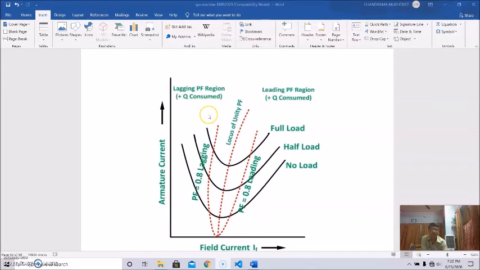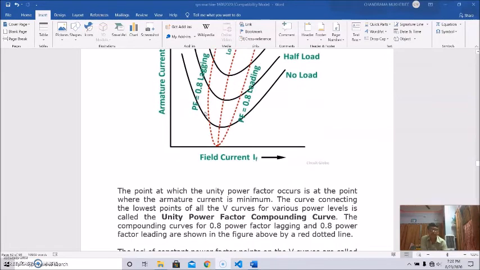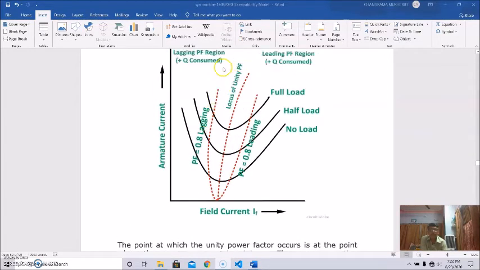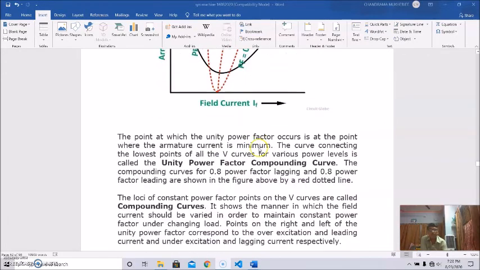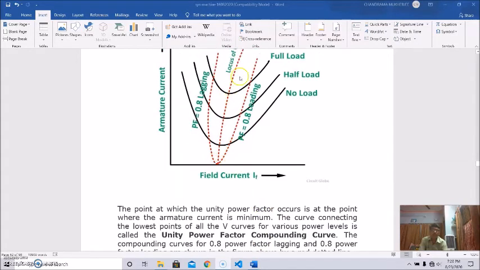This is the locus of the unity power factor loads, and this is the compounding curve. Basically, the point at which unity power factor occurs is the point where the armature current is minimum, and the curve connecting the lowest points of all the curves for various power levels is called the unity power factor compounding curve. So this is the unity power factor compounding curve.